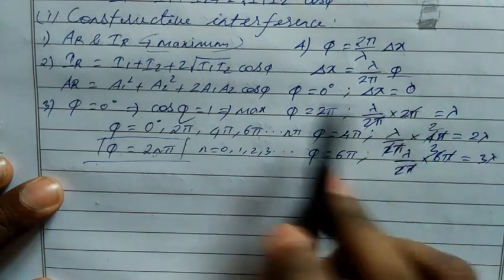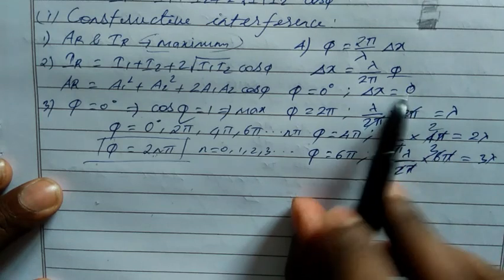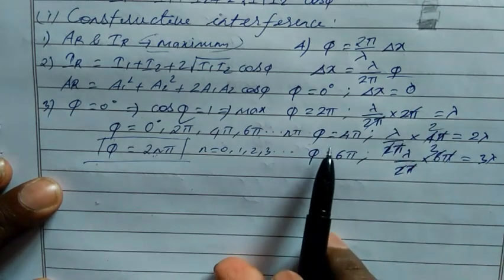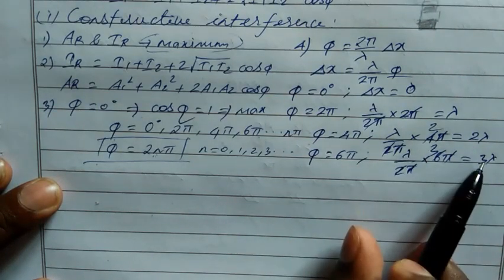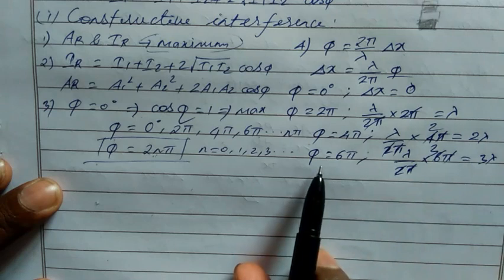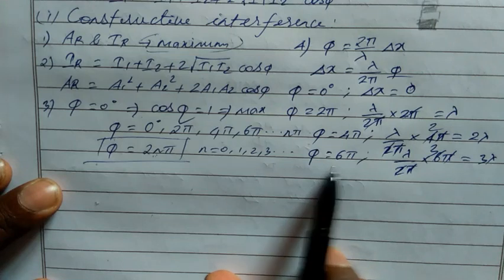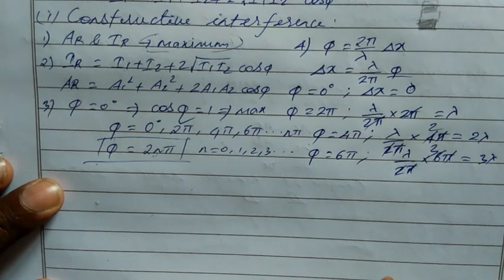So see here, if phi equal to 0, del x is 0. Phase difference 2 pi, path difference lambda. Phase difference 4 pi, path difference 2 lambda. Phase difference 6 pi, path difference 3 lambda. If the phase difference is 8 pi, what's the path difference? 4 lambda. Phase difference 10 pi, path difference 5 lambda. So like that it will go on.